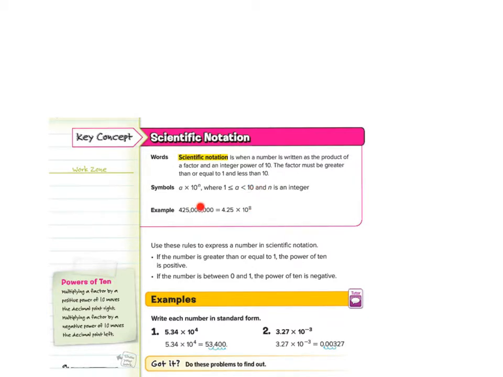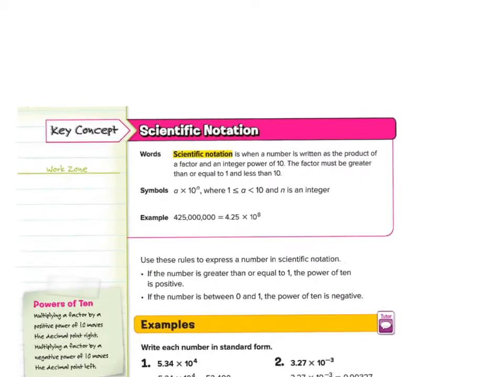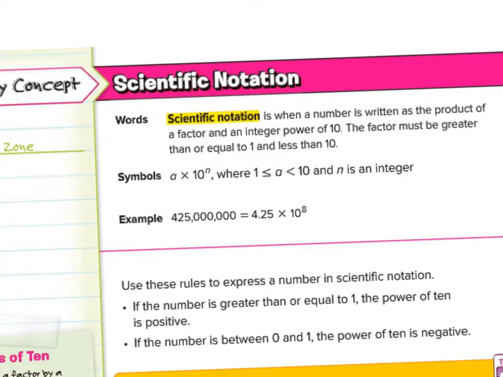And it's going to jump from the 4, right? We started here at the 4. Let me zoom in. Right there, we're going to count 8 spots. Ready? 1, 2, 3, 4, 5, 6, 7, 8. There you have it. So this is written in scientific notation.